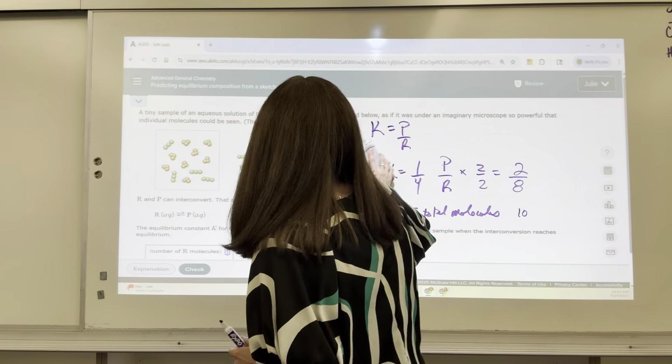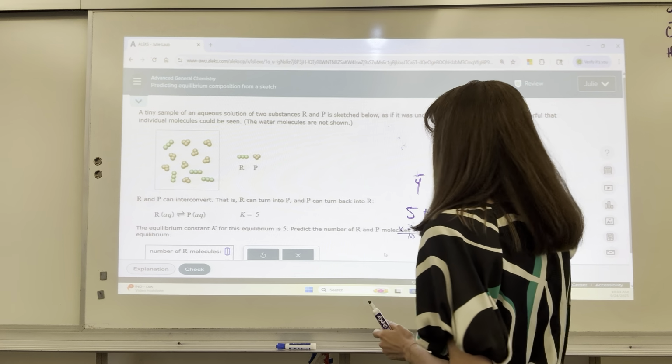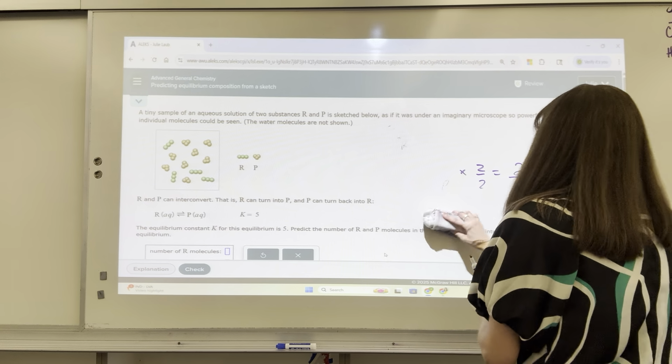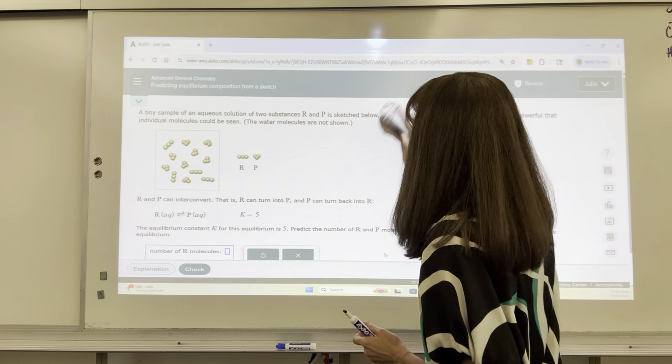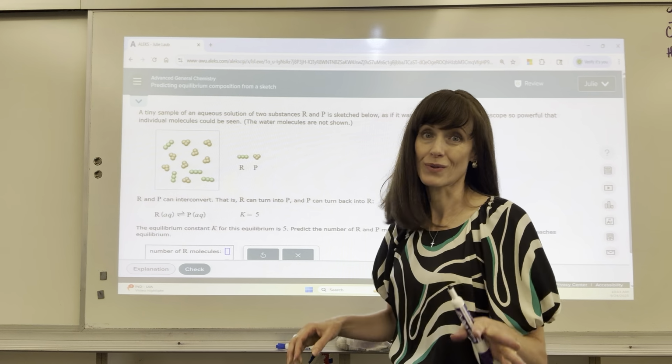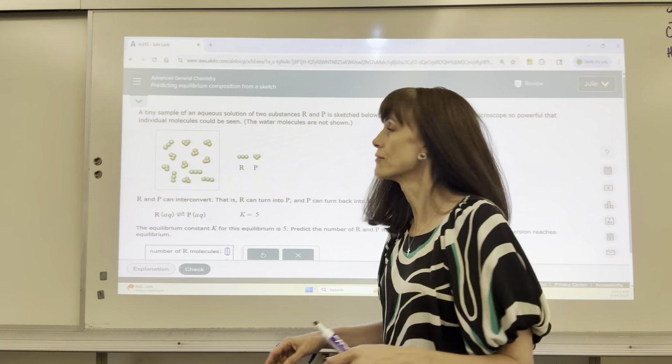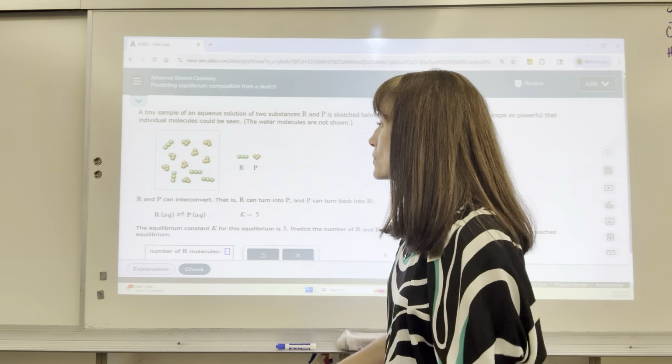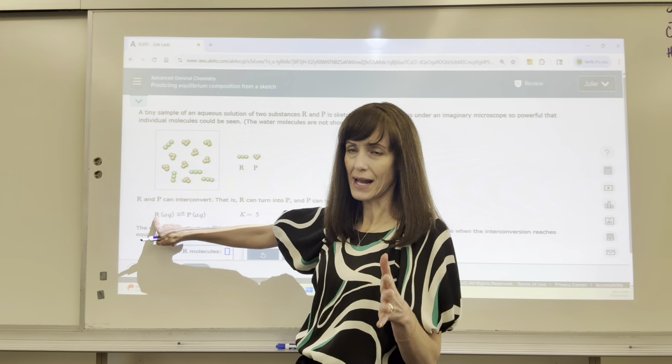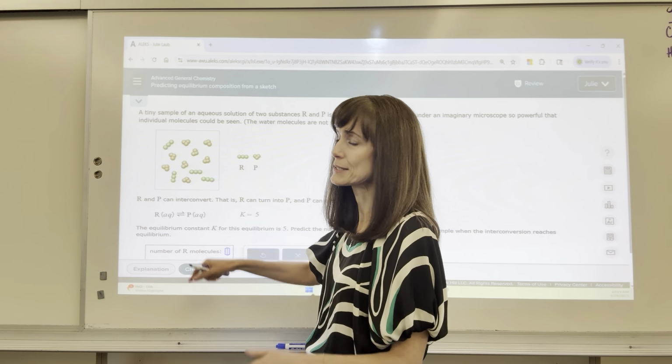Okay, we have yellow and green reactants and products. I'm going to count how many total compounds we have. We've got 1, 2, 3, 4, 5, 6, 7, 8, 9, 10, 11, 12. So 12 total molecules right now. And we know that R goes to P. This also only works in this situation because we have 1 mole of a reactant forming 1 mole of a product. Okay, the equilibrium constant is 5.